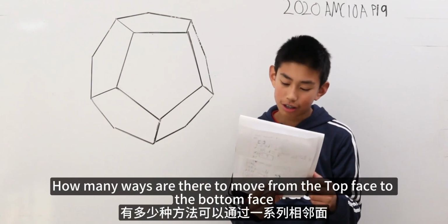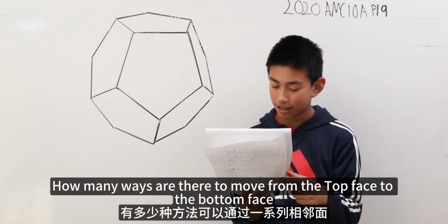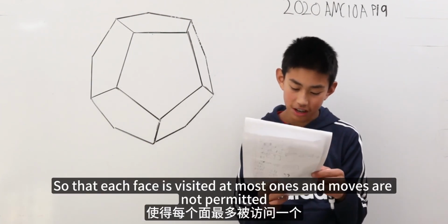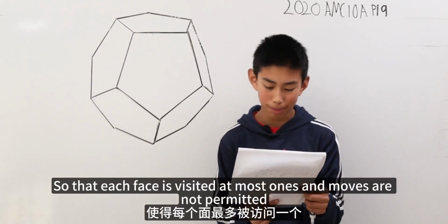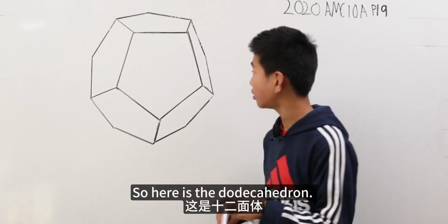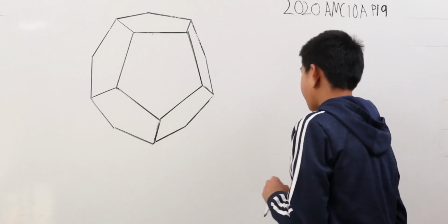How many ways are there to move from the top face to the bottom face via a sequence of adjacent faces so that each face is visited at most once and moves are not permitted from the bottom ring to the top ring? So here is the dodecahedron.